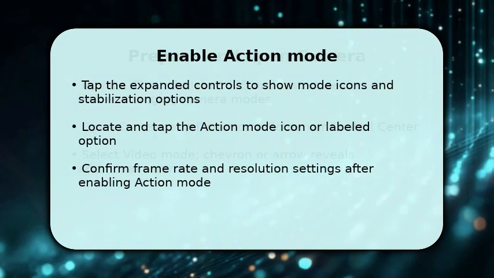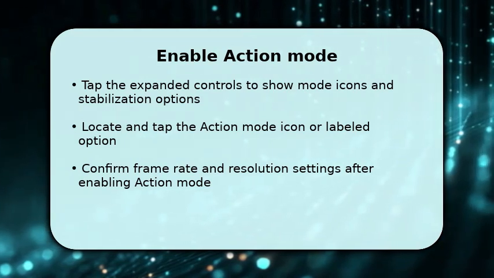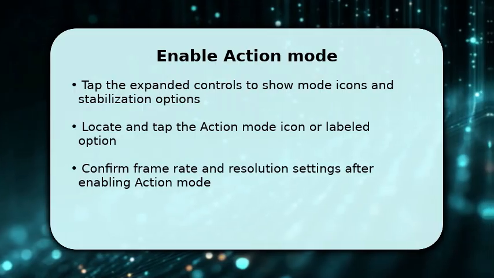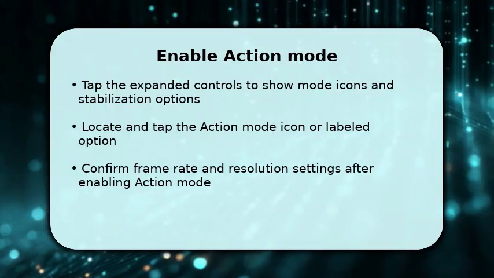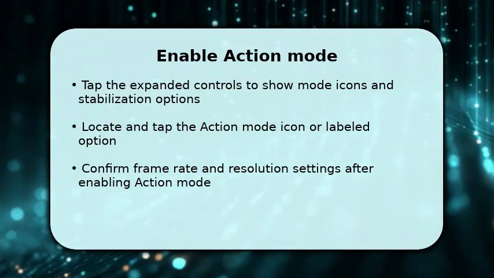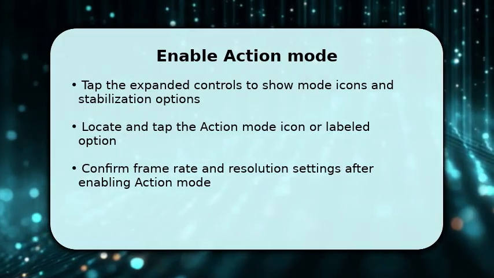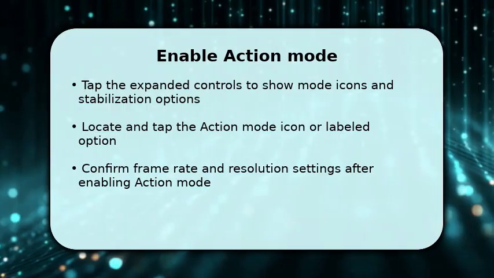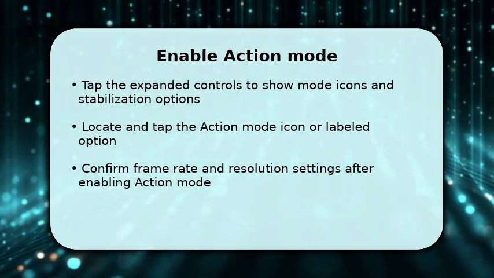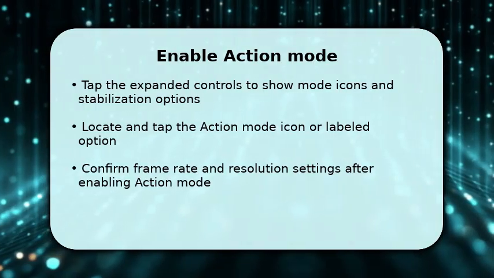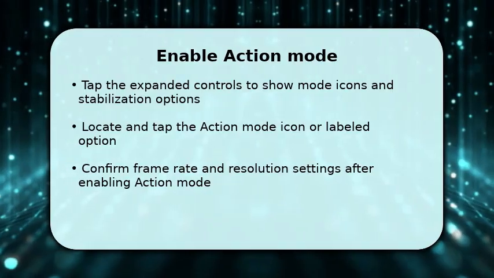time. With the expanded controls visible, scan the row of mode icons or the stabilization/options menu. Tap the action mode icon or the labeled option. This activates enhanced electronic stabilization to smooth motion. Make sure to check frame rate and resolution because high settings can change stabilization behavior and file size. If you need steadier footage, lower resolution or frame rate can help. Once enabled, you'll see subtle UI feedback confirming action mode.